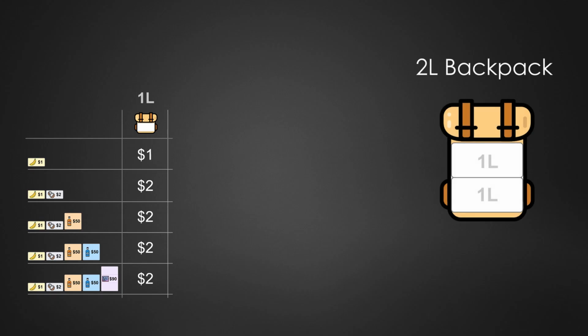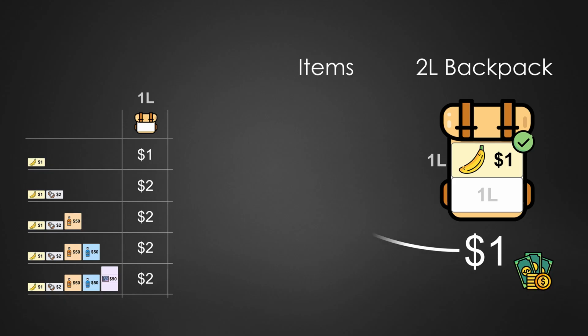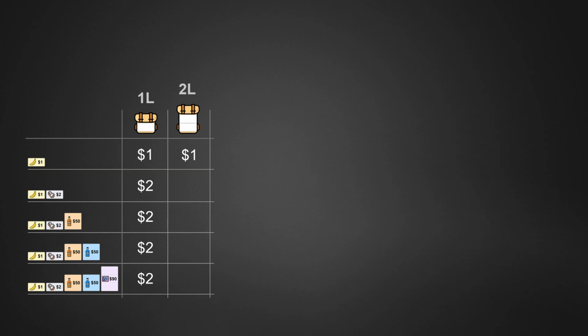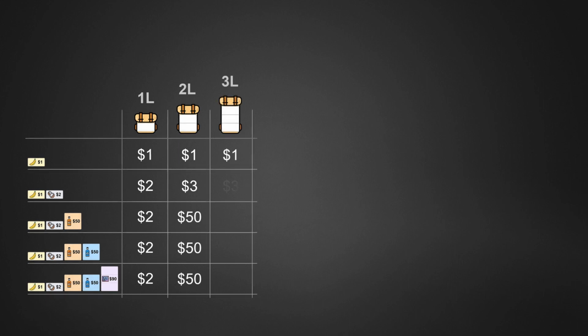Let's now consider a larger backpack with a capacity of 2 liters, but only the banana as possible item. Again, we see it's best to pick it as it fits in the backpack and is worth $1. We can now add this solution to the table in a new column. Until now, solving these sub-problems seemed feasible by hand. So let's skip a few steps and move on to a more interesting case where we'll apply dynamic programming concepts.